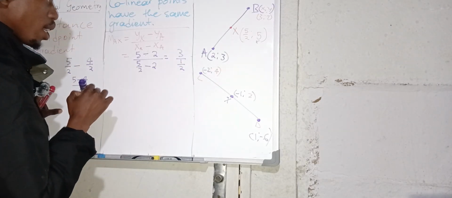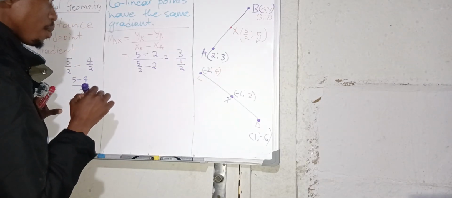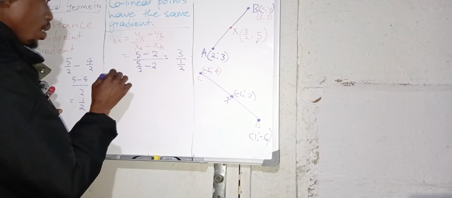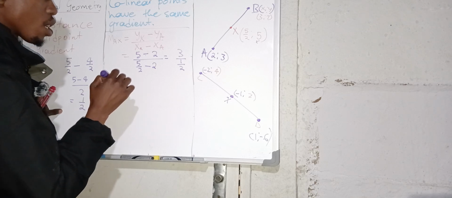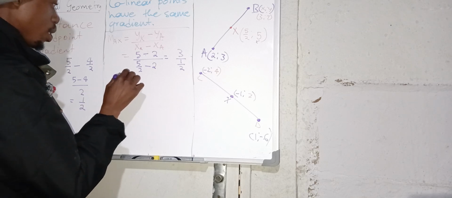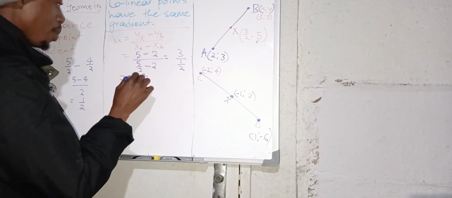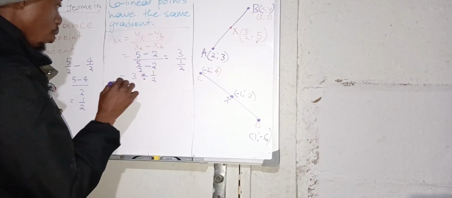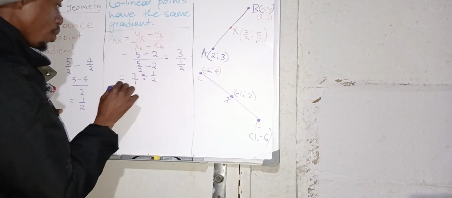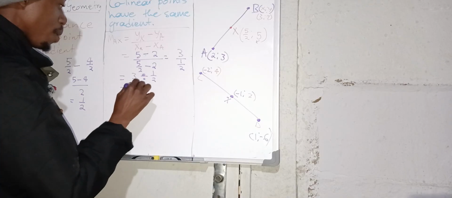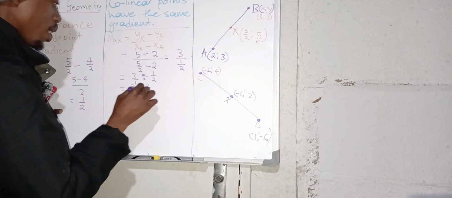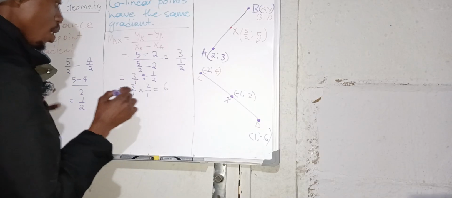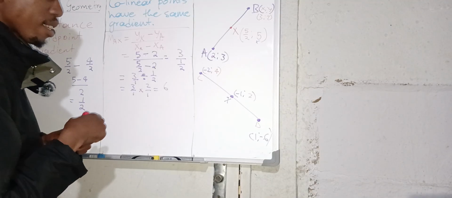All right. And then what else am I left with here? I am left with 3 divided by 1 over 2. So this is the same as 3 over 1 multiplied by 2 over 1. And then in this case, it's going to give me a 6. So the gradient of line AX is a 6.